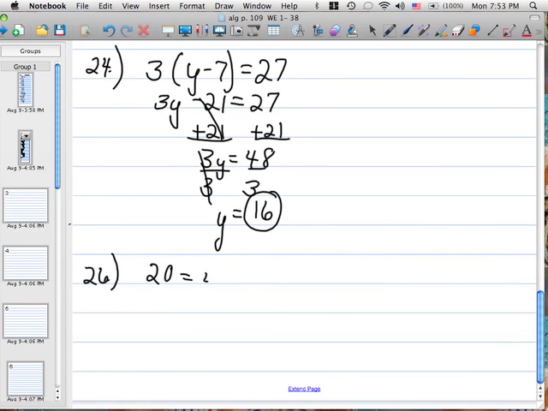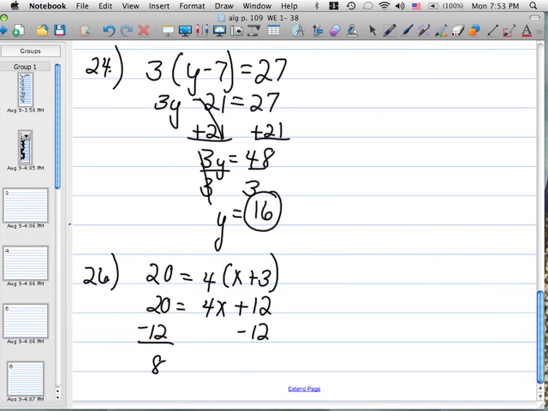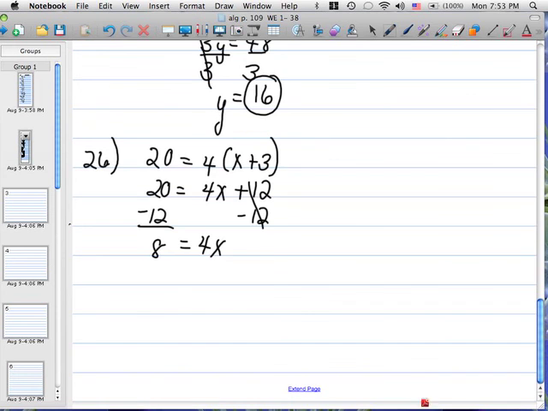20 equals 4 times the quantity x plus 3. Simplify the right side by eliminating the parentheses. 4 times x is 4x, and 4 times 3 is 12. Undo addition first, so subtract the 12 from both sides. And we get 8 equals 4x. Solving for x, the opposite of multiplying by 4 is dividing by 4. And we get 2 equals x.